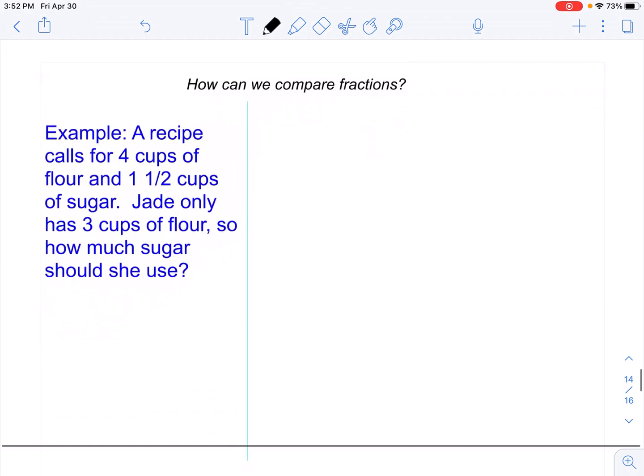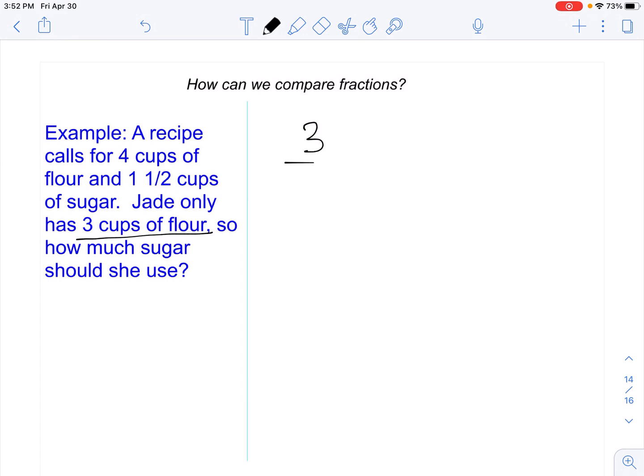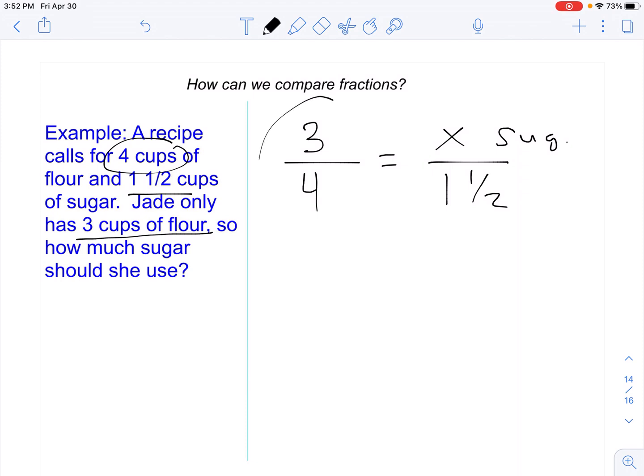A recipe calls for 4 cups of flour and 1.5 cups of sugar. Jade only has 3 cups of flour. How much sugar should she use? Well, she has 3 out of the 4 cups needed. How much sugar should she use if originally it calls for 1.5 cups of sugar? So basically we want 3/4 of 1.5.